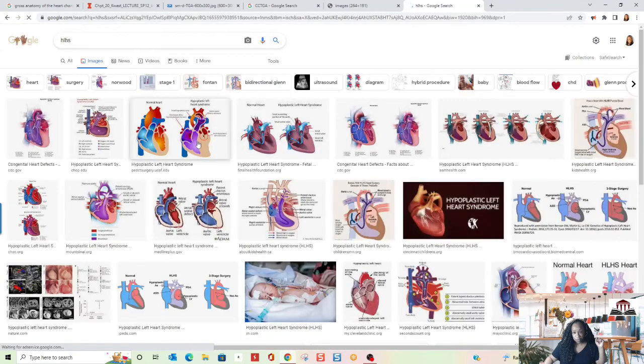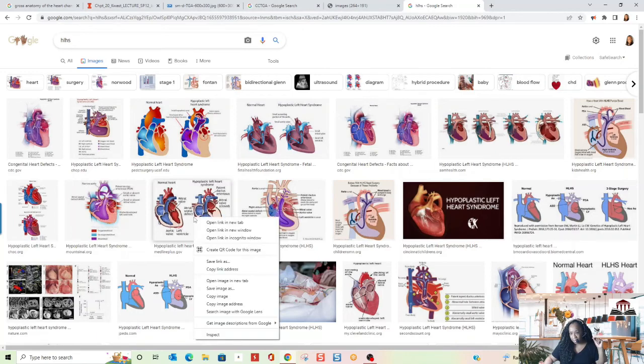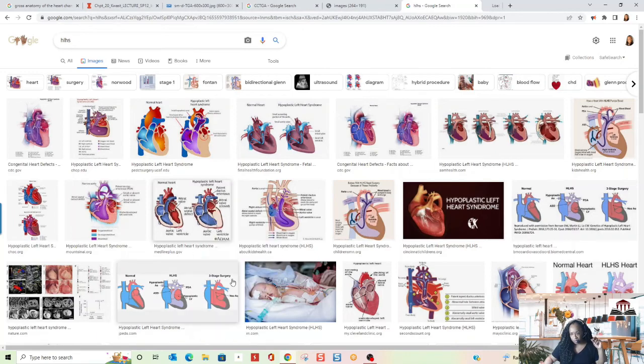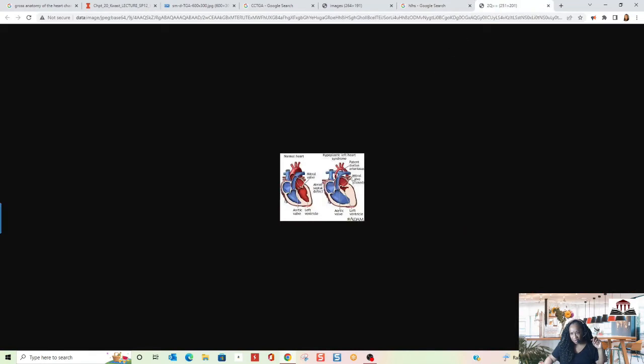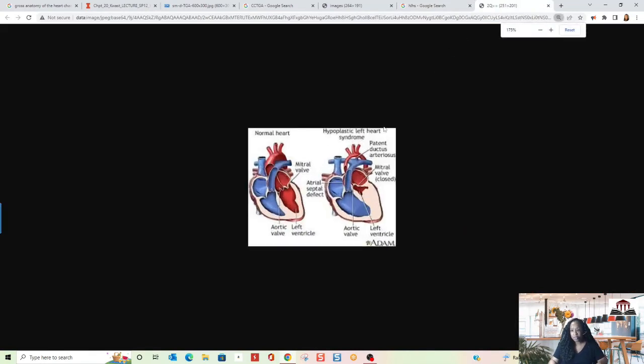so I'll show you what this image looks like. And I had one that I liked. I'll use Adam. Adam's a good one. Why did they come up so small? Let me make this larger for you.